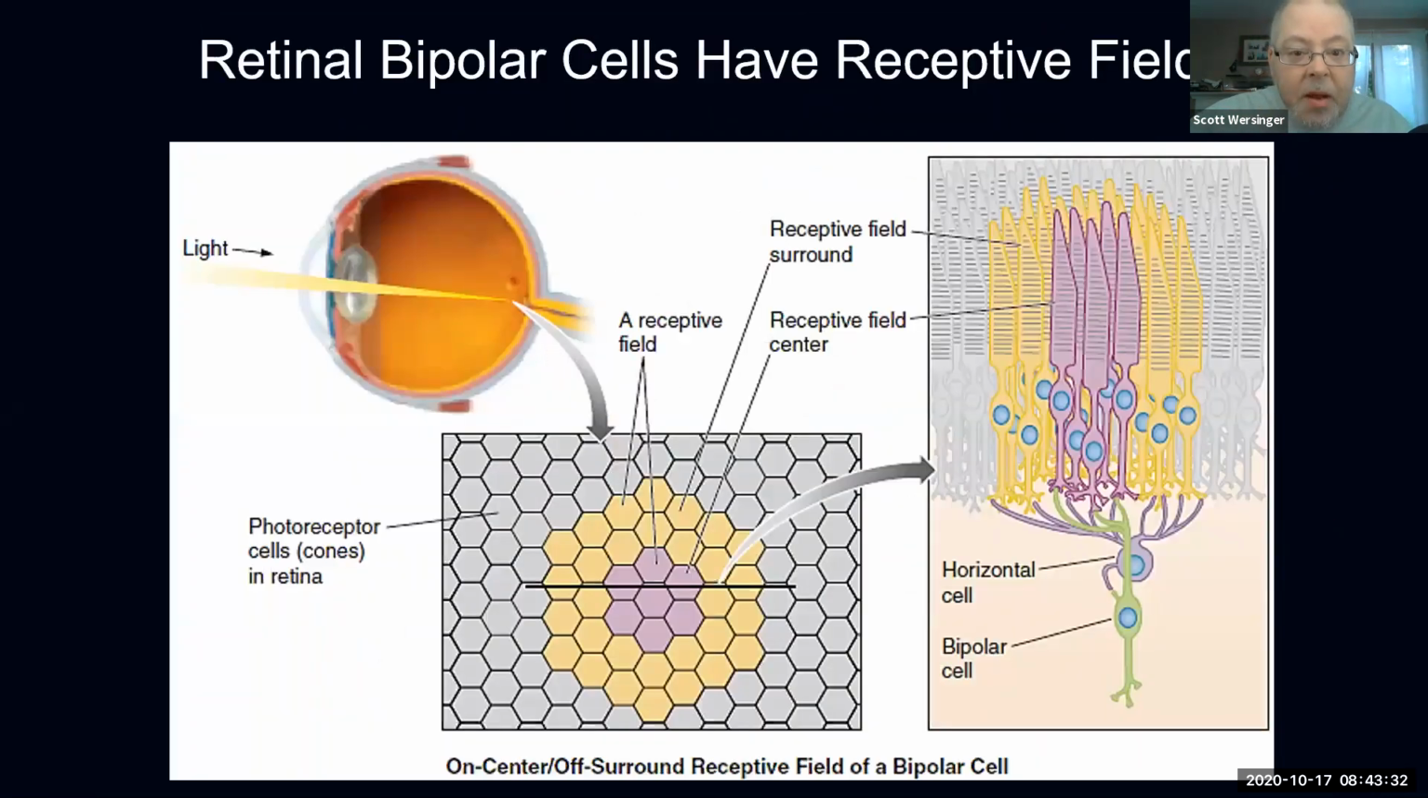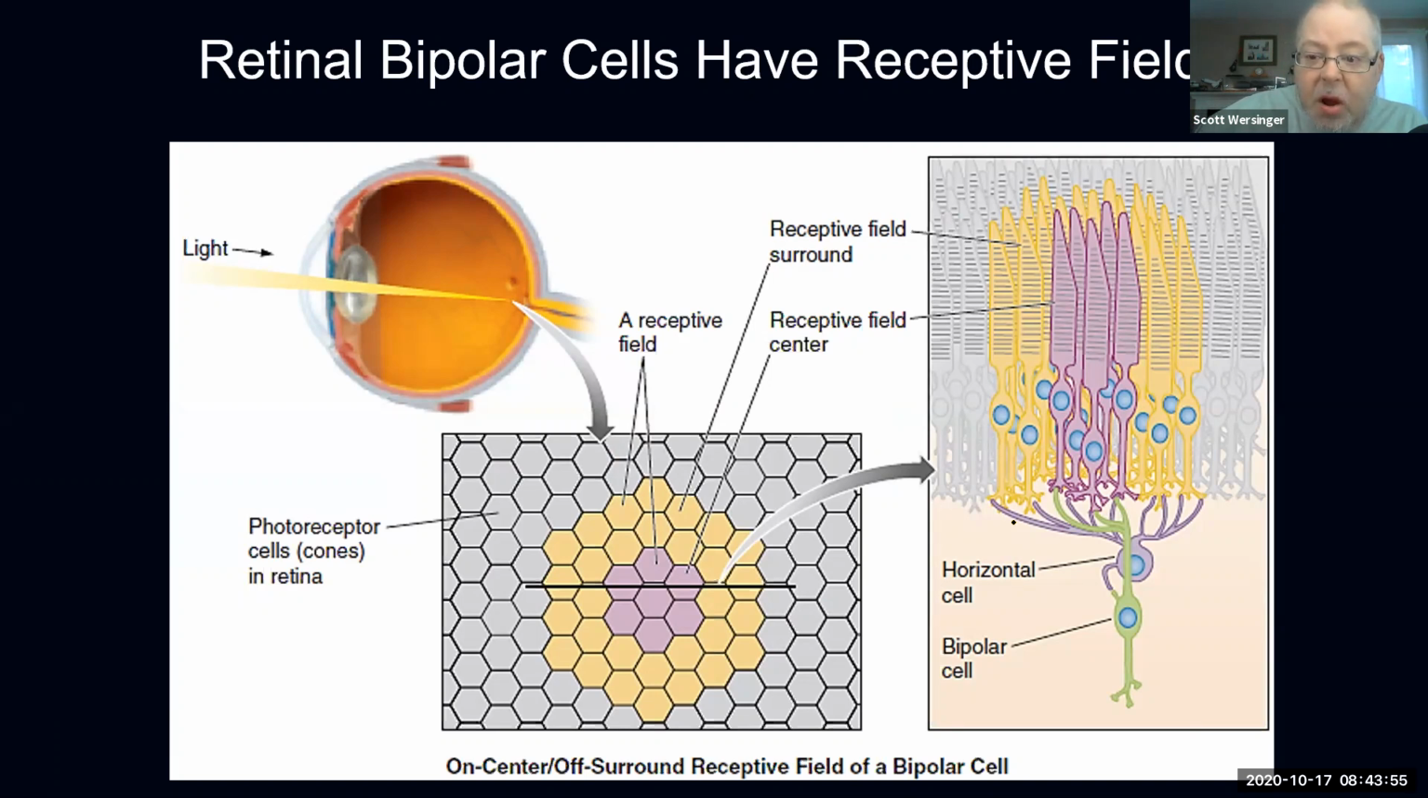All right. Now, if we talk about retinal bipolar cells and retinal ganglion cells, there's an arrangement called on-center, off-surround receptive field. So you know what a receptive field is now, right? It's an area in space.